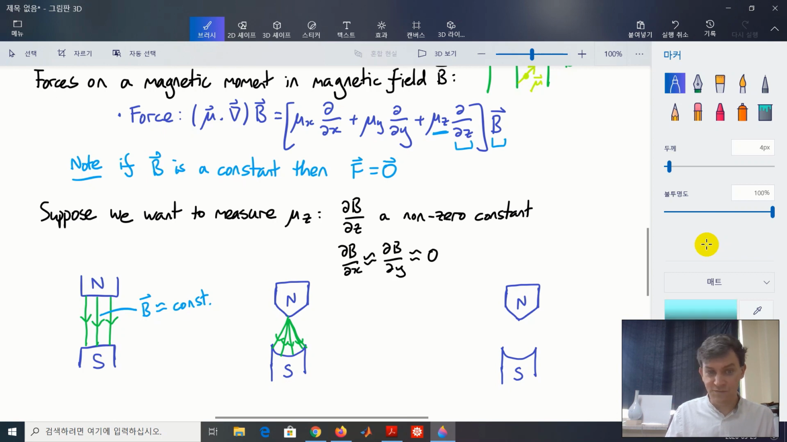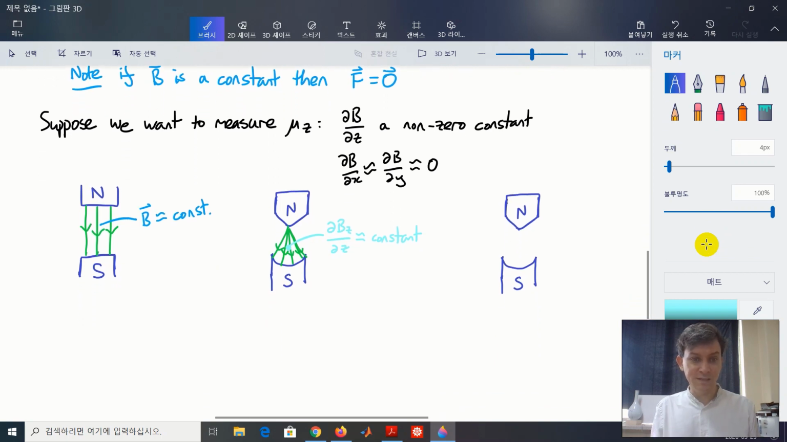And here if I look in the center, then I get approximately what I want. I get that most of the field is aligned in the z direction, and dB z by dz is approximately equal to a constant, and the derivatives in the x and y directions are not so big. Although they can't be exactly 0, they're not so large. So that's what they did in the experiment. They designed permanent magnets which have a magnetic field that looks like this, shown in green here. And now I can describe the full experiment for you.